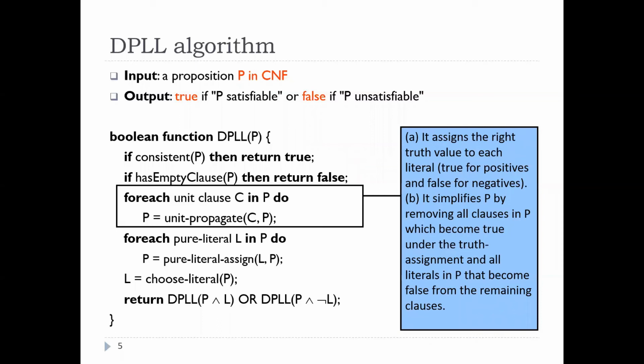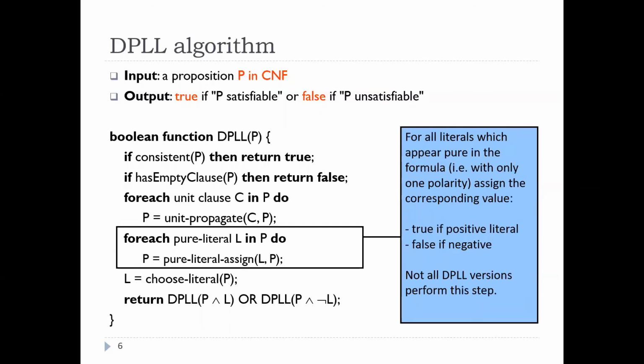Next, we're going to look at the unit clause. We're going to search for all the unit clauses in P, and we're going to assign the right truth value to that literal. Once we assign that truth value to the literal, we're going to simplify P by removing all the clauses whose truth value is known. After that, we are going to look for the pure literal. A pure literal is a literal which has only one polarity. We are going to look for all the pure literals in the simplified proposition, and we're going to assign the value true if it is a positive literal, false if it is a negative literal.